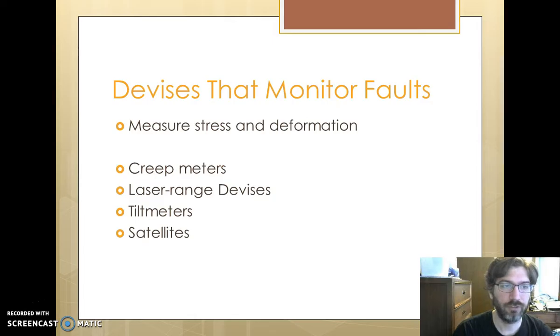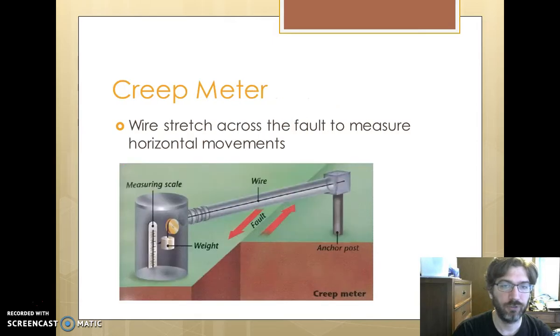So our 4 devices are creep meters, laser range devices, tilt meters, and satellites. In the next slides, we're just going to go into them. So let's start off. Creep meters. Here's a picture of your creep meter. A creep meter is basically going to be a wire that traverses a fault, and it's going to measure horizontal movements. So a lot of times you see these on transform boundaries.